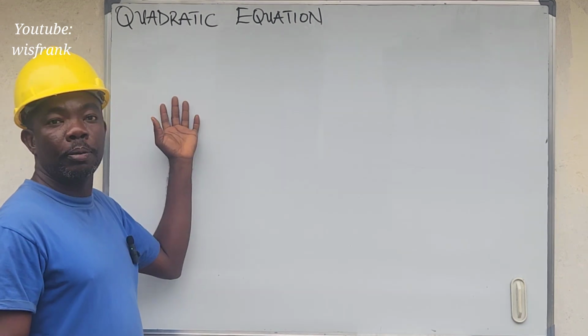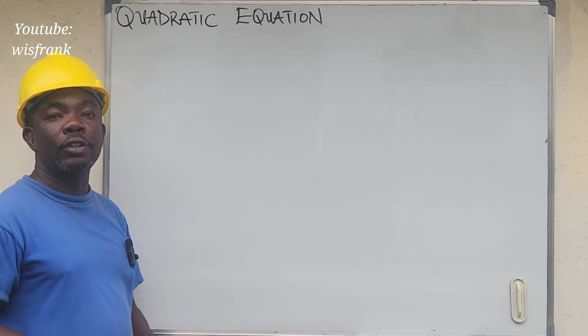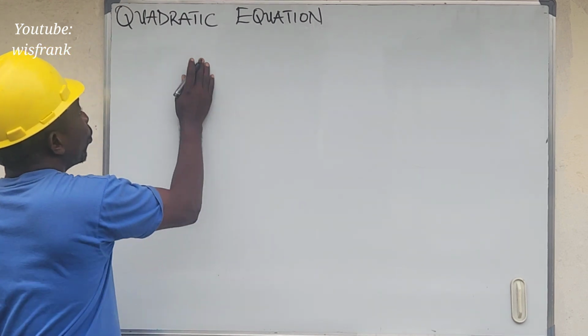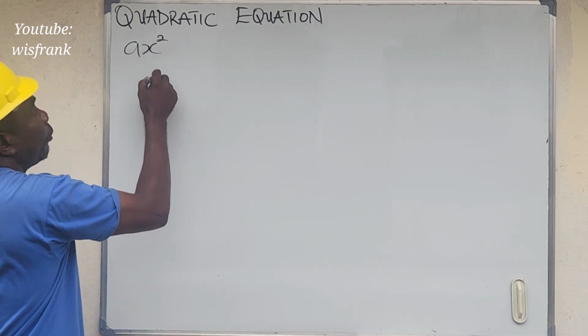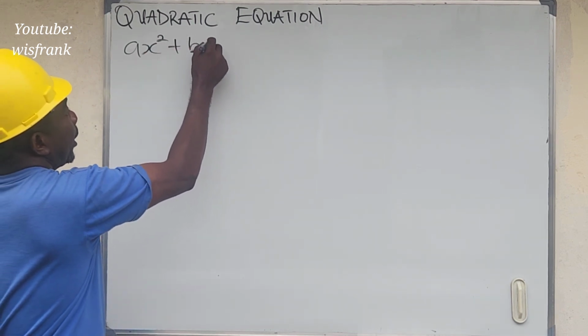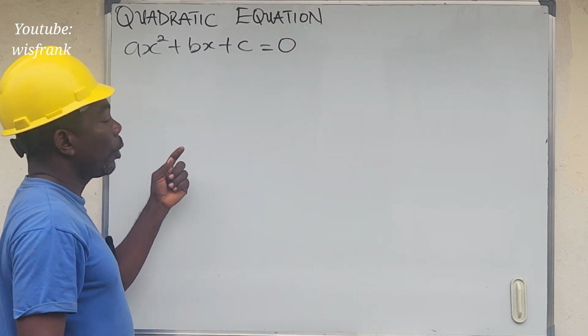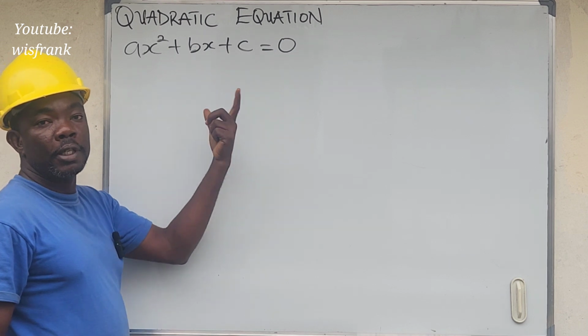Today we are looking at the topic of quadratic equations. We are going to see how we can solve quadratic equations by different methods. So here, a quadratic equation is in the form ax^2 + bx + c = 0. And we ask ourselves why a quadratic equation always equals 0.